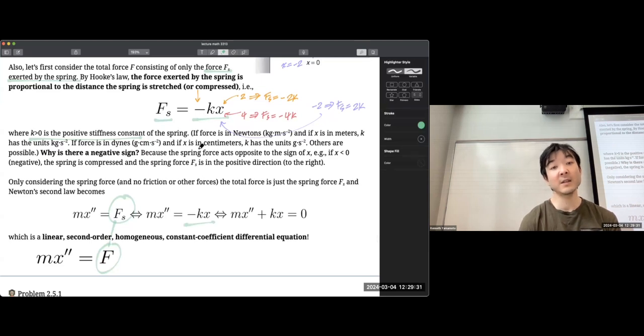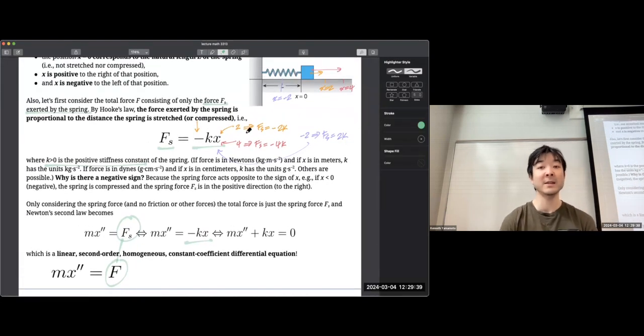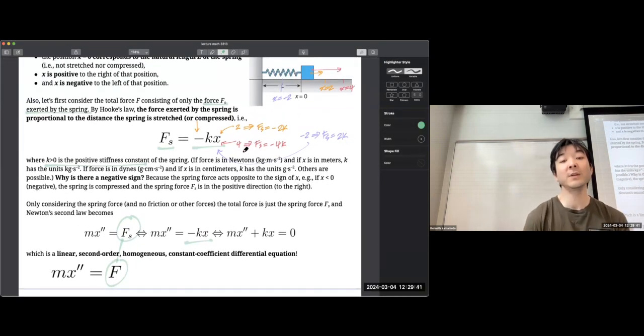F of S is equal to negative kx, which we justified by doing a bunch of these cases and noticing that it makes sense to be proportional to the distance that it's compressed or stretched, and it always acts in the opposite direction. So that's why I'm saying F of S is equal to negative kx. Well, mx double prime equals negative kx, that I can write in standard form by putting all my x's onto the left. So really this is just mx double prime plus kx equals 0.